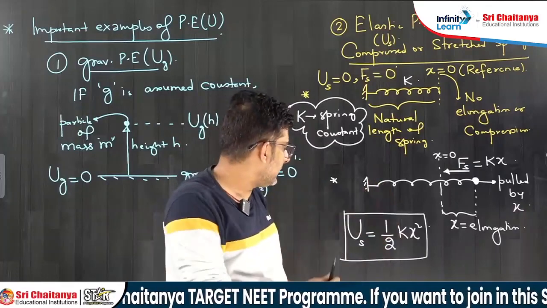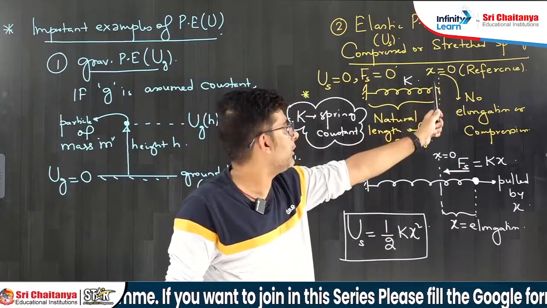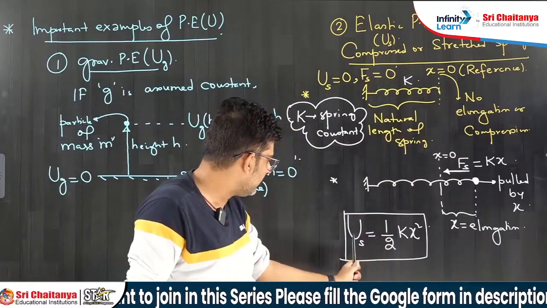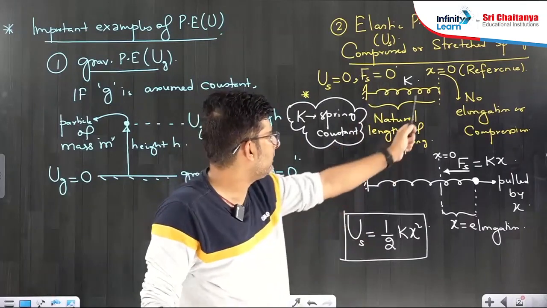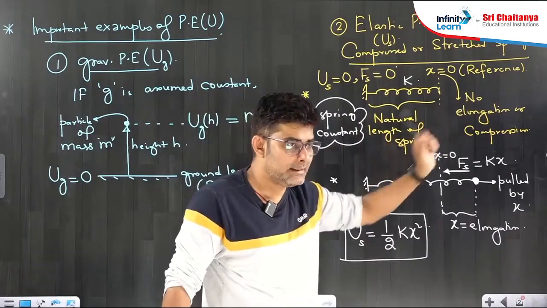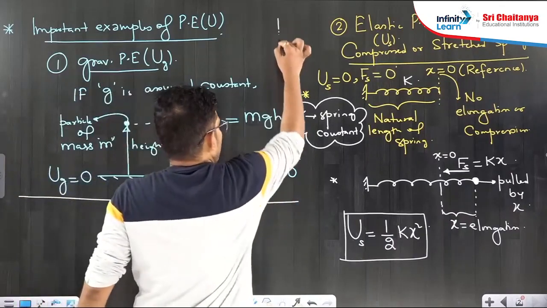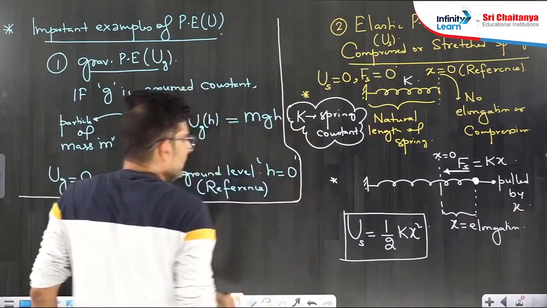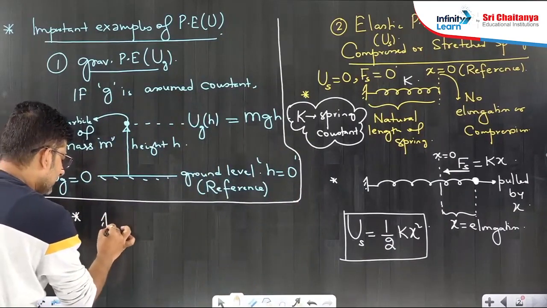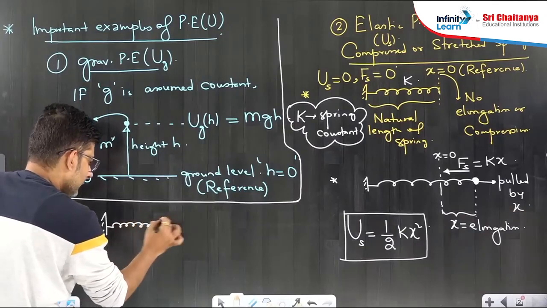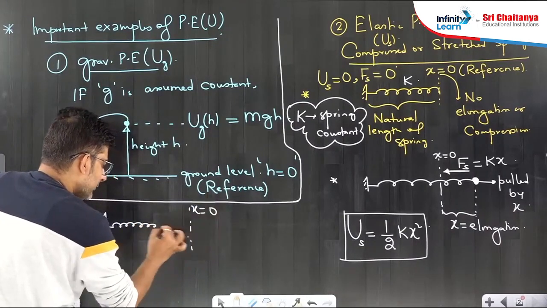And whenever we are taking the spring energy, what is its reference? x equals 0 is the reference, because if you put x equals 0 here, you will see the energy becomes 0. So for spring energy, x equals 0, the natural length position, is taken as the reference. Now we have a third possibility: what if the spring was compressed, just like I said. This was the natural length position, x equals 0. Now you have pushed it.